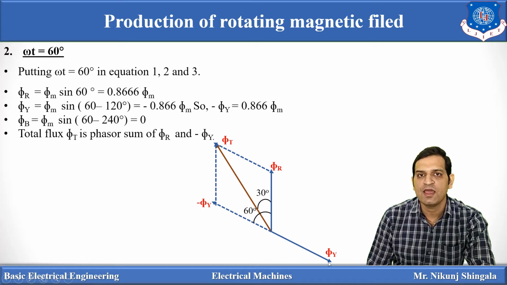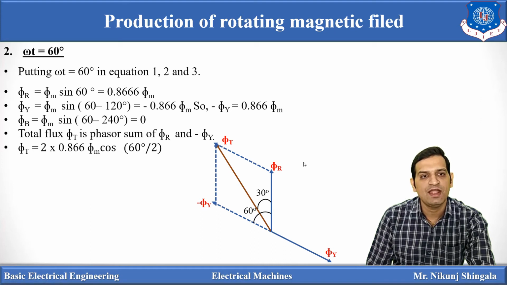This is phi r and phi y, again taking the reverse of phi y, that is minus phi y, in the exact opposite direction. Now as we have discussed, the angle between minus phi y and phi r will be 60 degrees, and the angle between the resultant flux and phi r or minus phi y will be 30 degrees. Now the value of the resultant flux can be found using the parallelogram, where the diagonal is nothing but the resultant flux. So the value of the diagonal can be found using this equation.